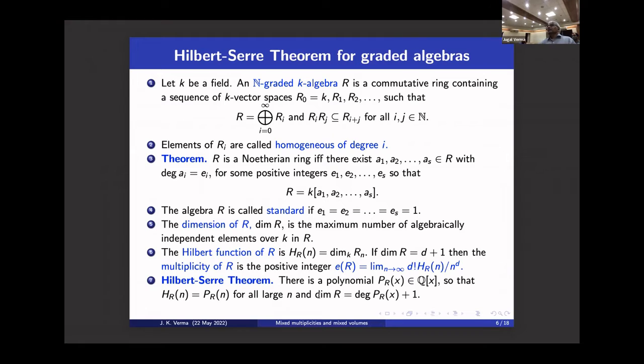Okay. So for example, if you take polynomial ring in d plus 1 variables, then the dimension of Rn is this binomial n plus d choose d for all n bigger than or equal to 0. So it becomes a polynomial right from the beginning. And if you see, the leading coefficient is 1, and that indicates for the affine space, the degree of the affine space is 1.